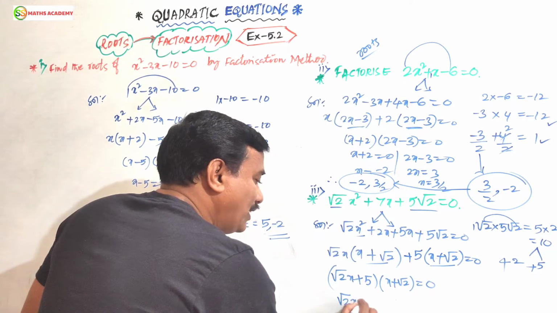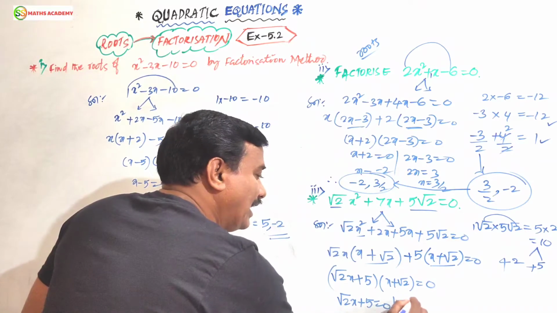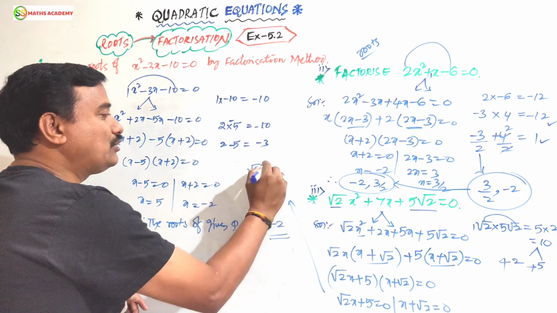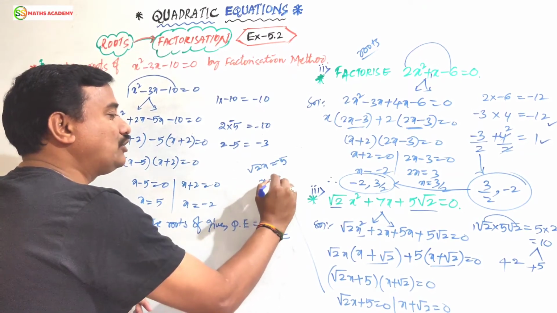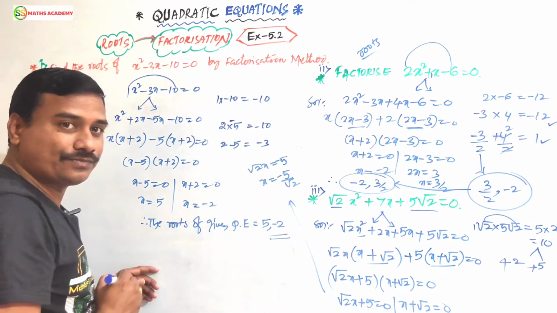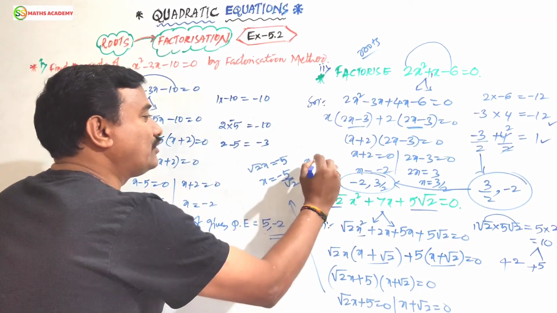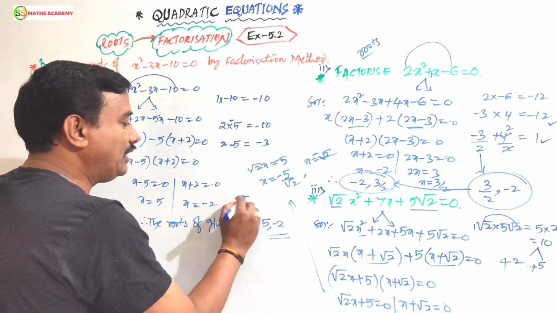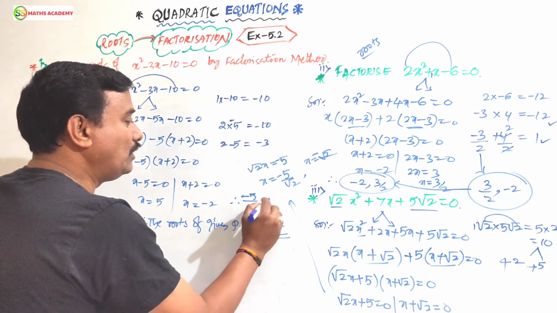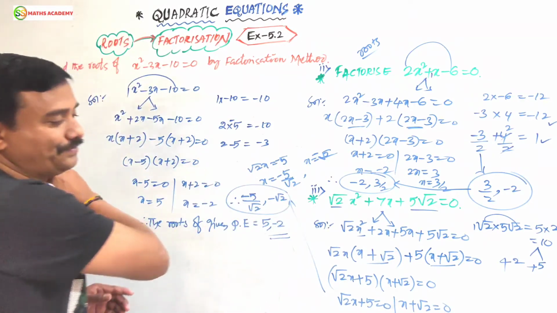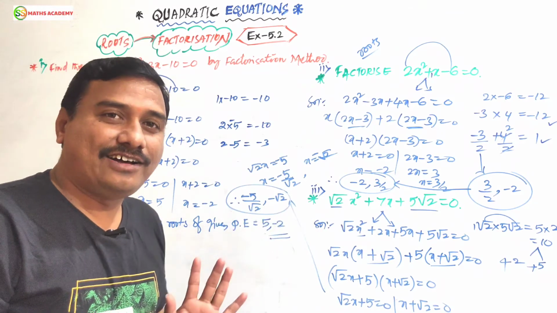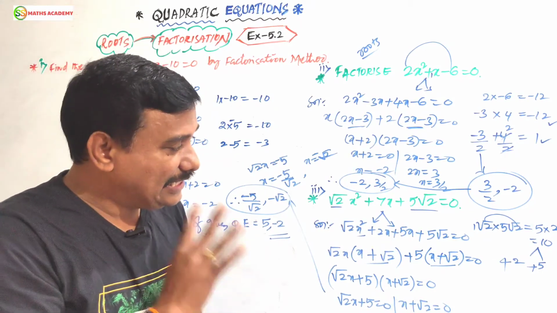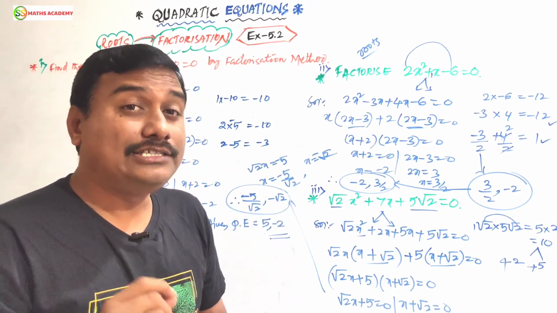Then comparison: root 2x plus 5 and x plus root 2 equals 0. Now I should compare root 2x plus 5 equals 0, and x plus root 2 equals 0. Then we can write here root 2x equals -5, x equals -5 by root 2. Clear? Next, x equals minus plus root 2, transferred to the right side becomes minus root 2. Therefore, the roots will be -5 by root 2 and -root 2 only. This is the way to solve factorization of a quadratic equation in an easy manner, a complete, easy to understand method.